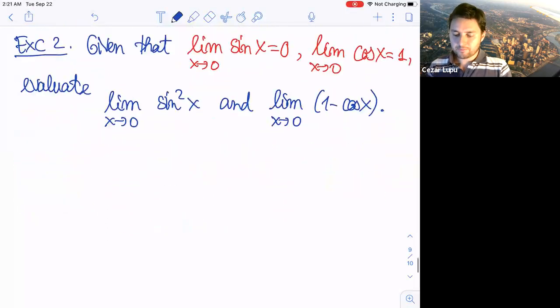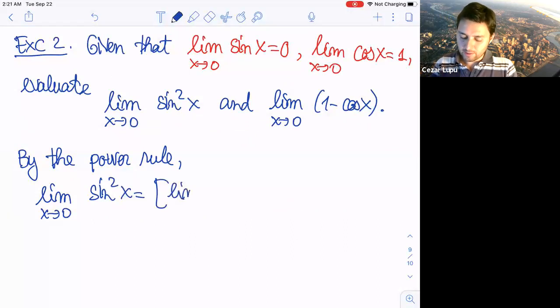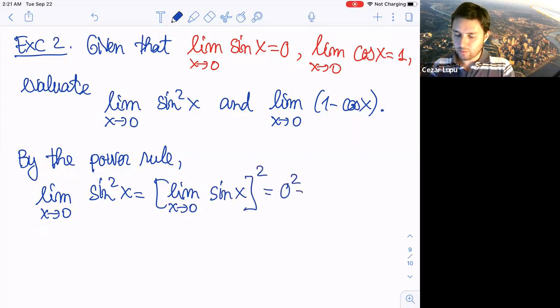Well, let's look at this. We just apply the power rule. By the power rule, we have that the limit as x approaches 0 of sine squared of x is nothing else than the limit as x approaches 0 of sine of x, everything squared. But we know that this is 0, so it will be 0 squared, which is 0.